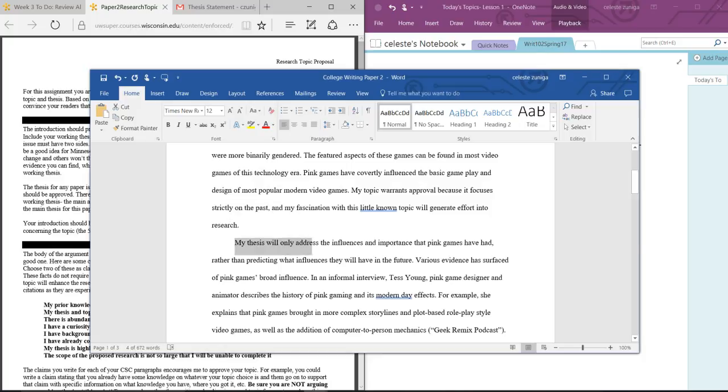So her first claim is that she will only focus in the past. Do you see how this is a map? That's a map of what she's about to talk about. So she says it in her introduction, what she's about to talk about. She talks about it in the paper.